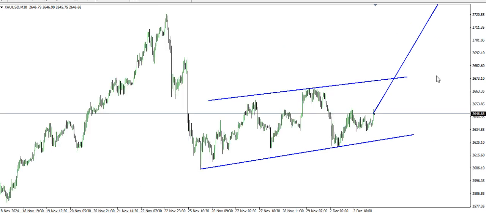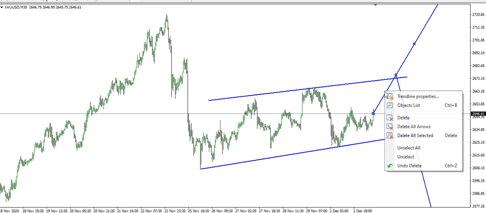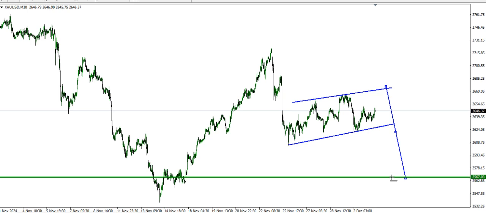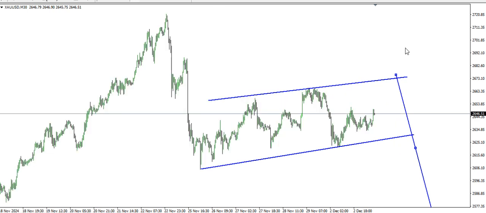This is the flagpole, this is the flag itself, and we might see price drop with a depth equivalent to the flagpole. We might see this happen. If it drops in this manner, the take profit or the target might be the 2567 area. But if price does not drop, it will definitely go up.